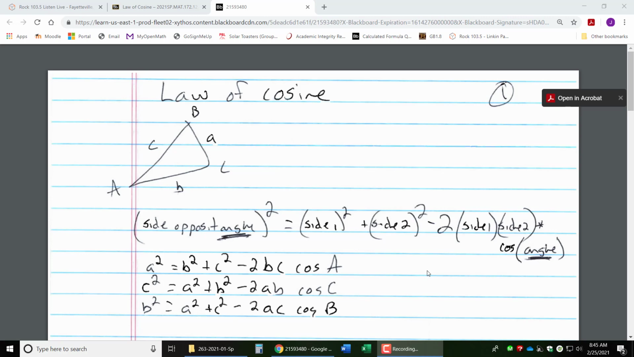So just like before, we're given 3 bits of information. We're either given all 3 sides, and we solve for the angle, or we are given 2 sides and the angle that's in between them. The law of sines requires an angle and the side opposite paired, and then something else in order to do that. But with the law of cosines, we have 2 sides and the angle between them, and then we solve for the side opposite, and then we can figure everything else out.